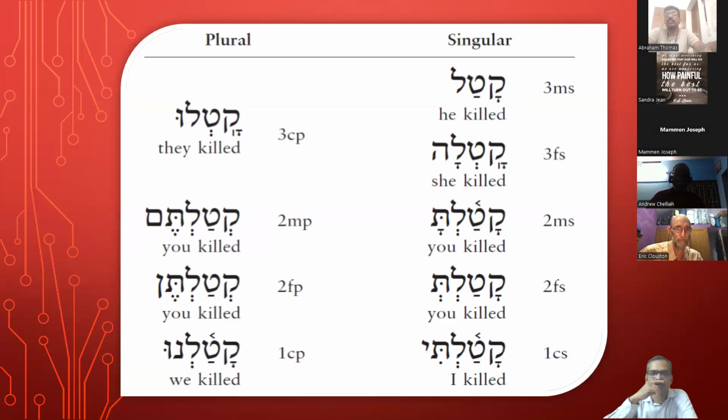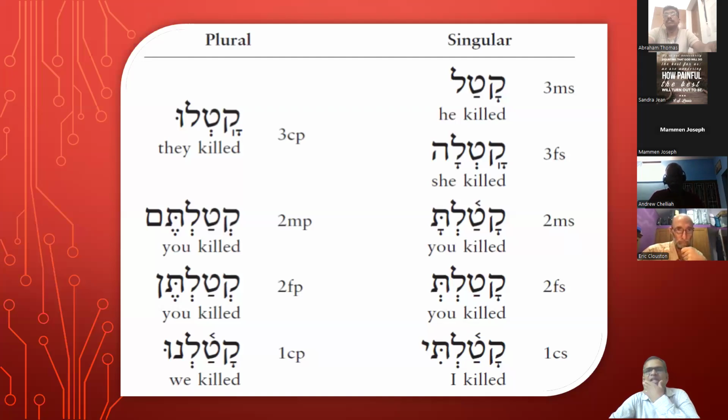All right, so katal, third masculine singular, meaning he killed. That is the basic meaning. Katela, third feminine singular, meaning she killed. Katalta, second masculine singular, meaning you killed. Katalt, second feminine singular, meaning you killed. Katalti, first common singular, meaning I killed.